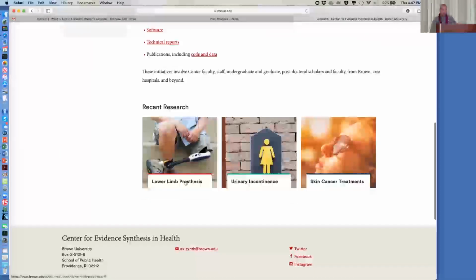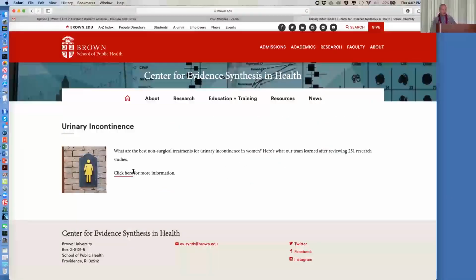So, these are some of the contracts that we've done for the government. I actually haven't looked at this myself, so let's see what you get when you open this up: urinary incontinence. The question is, what are the best non-surgical treatments for urinary incontinence in women? Here's what our team learned after reviewing 251 research studies.